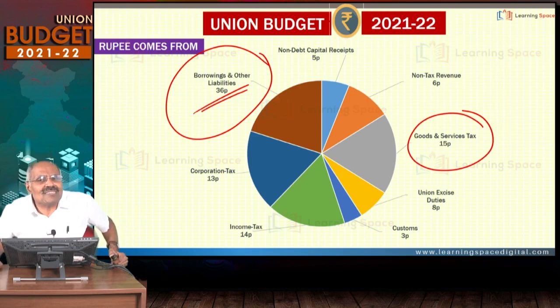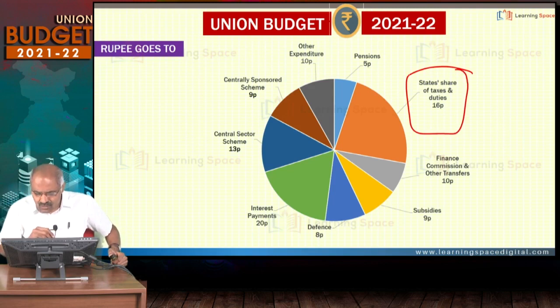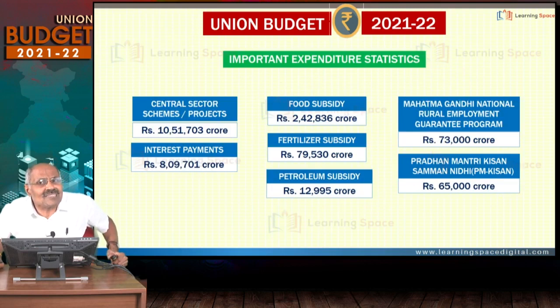So friends, government is relying on borrowings and other liabilities, especially in the context of COVID-19. How the rupee is going, just have a glance at. States' share of taxes and duties, that is 16, and most important one is interest payments. Government's interest payments are taking away the highest component. When one looks at how the rupee goes away, it is 20 paise.